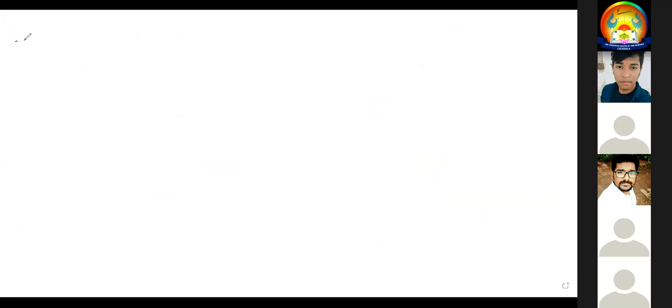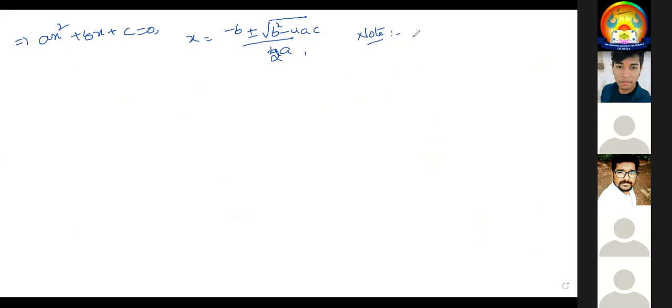One more example. I'm writing ax square plus bx plus c equal to 0, x equal to minus b plus or minus root over b square minus 4ac by 2a. A small note here: everyone, please mute yourself. b square minus 4ac is denoted by delta. That is called the discriminant.